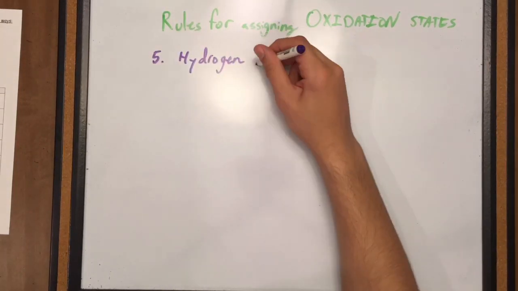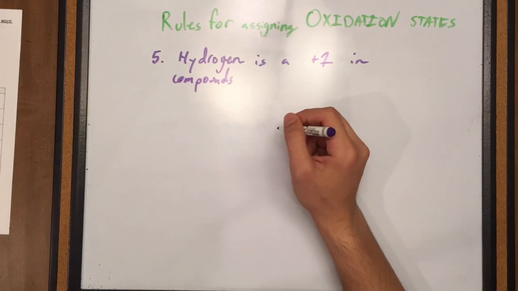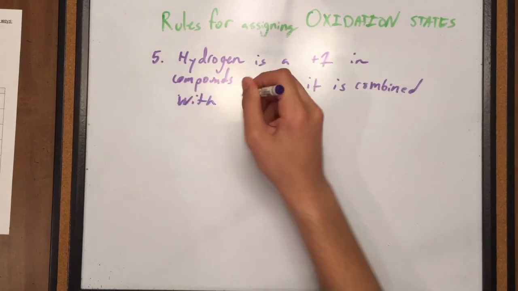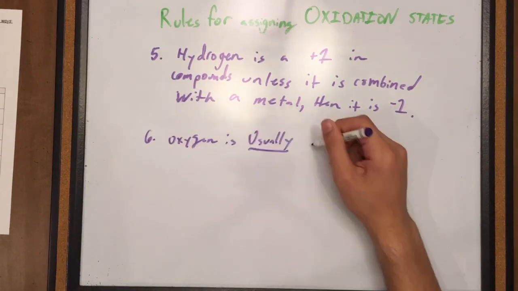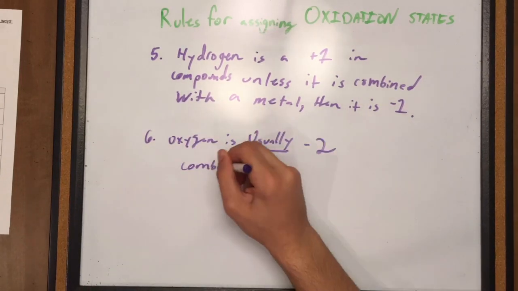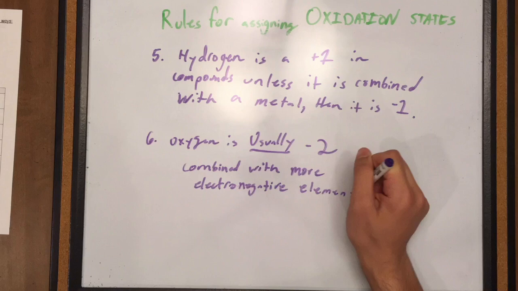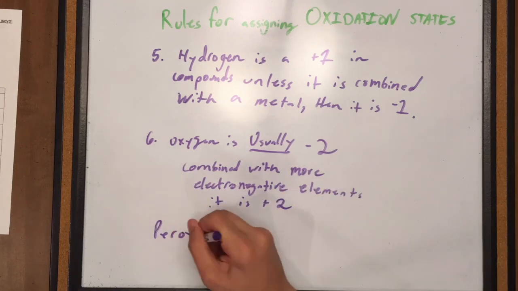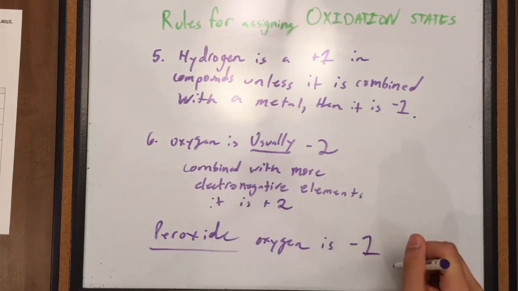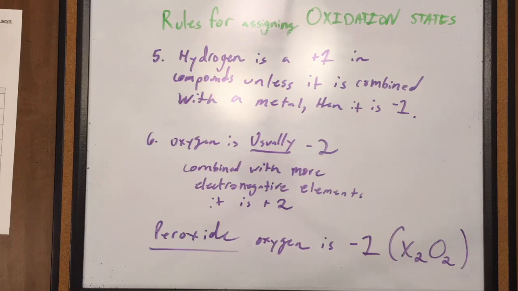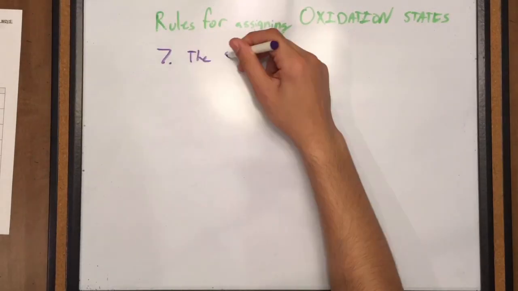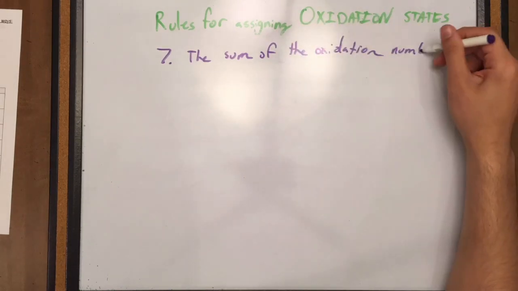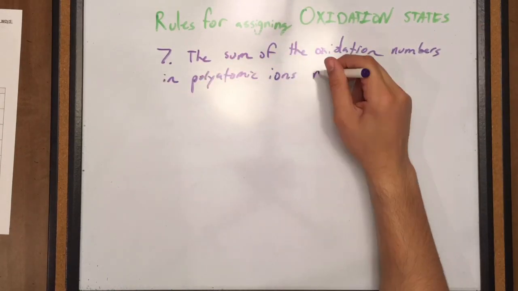Rule 5. Hydrogen is a +1 in compounds unless it is combined with a metal. Then it's a -1. Rule 6. Oxygen is usually -2. When it's combined with elements that are more electronegative, it's a +2. Rule 7. The sum of the oxidation numbers in a polyatomic ion must equal the charge of the ion.